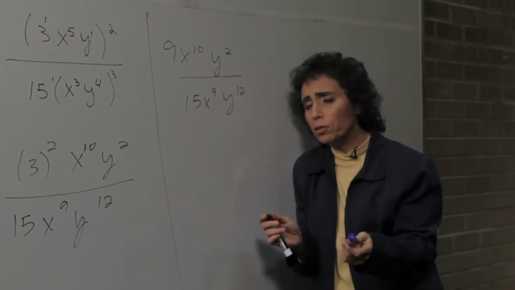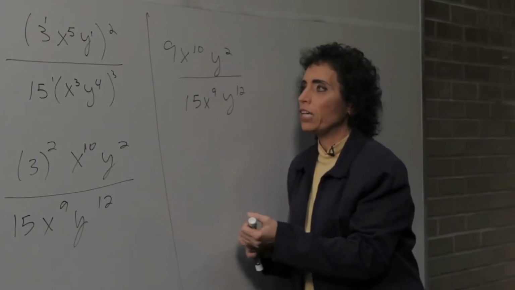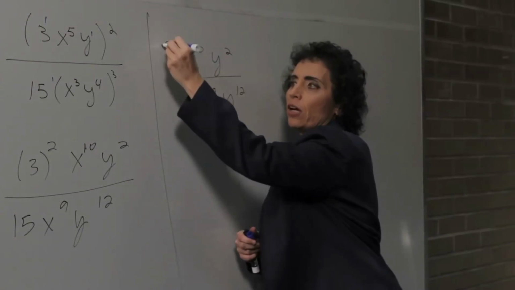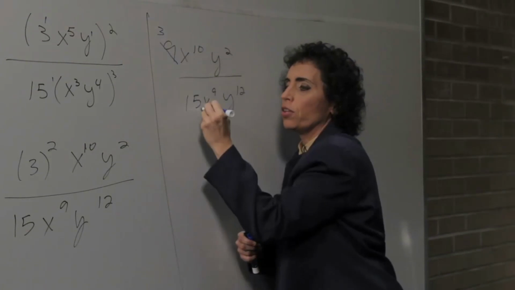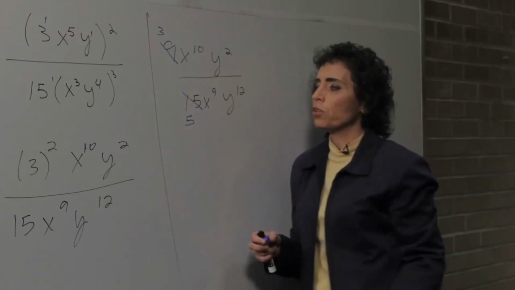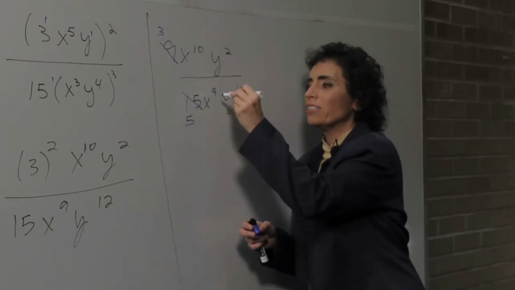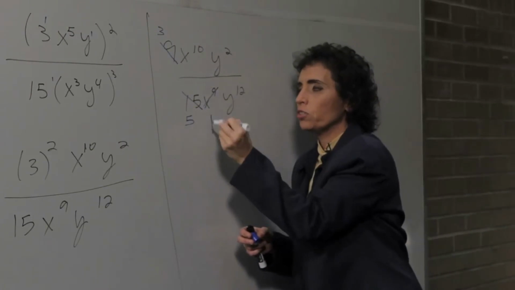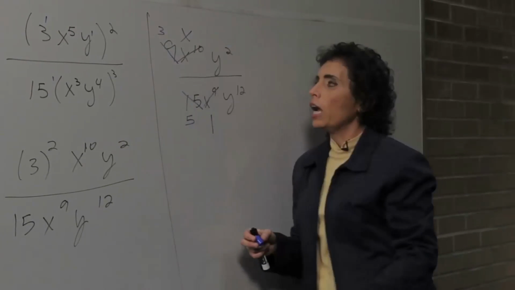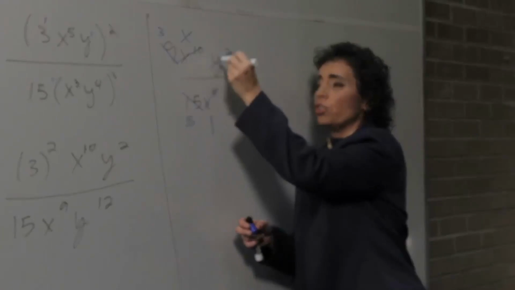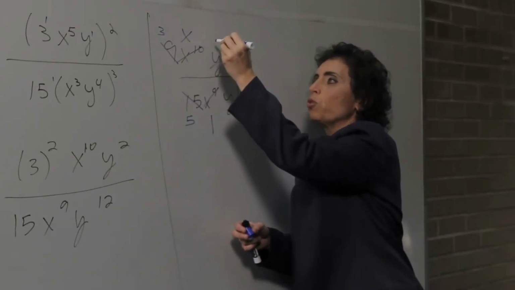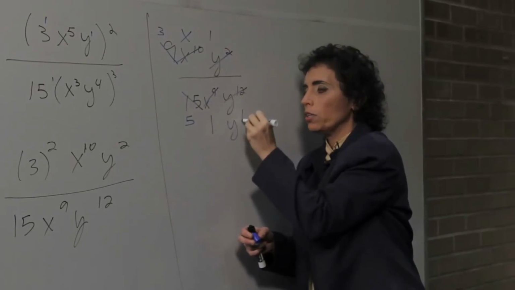Was that a mouthful? Okay, so we look at 9 and 15. The biggest number that divides into those is 3. 3 goes into 9 3 times. 3 goes into 15 5 times. Look at your x's. There are more x's upstairs, so I cross this out. There's 1 more x, and there are more y's downstairs. You're not dividing, you're subtracting. There's 10 more y's downstairs.